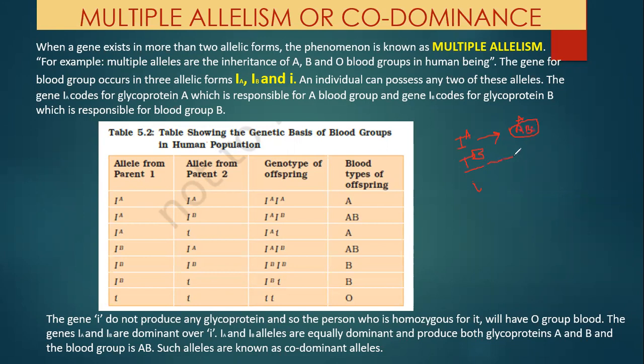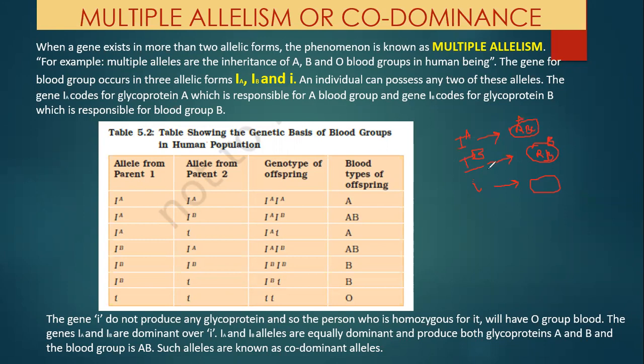If this IB gene is present, then on the red blood cell, this gene will code for a glycoprotein, that is B. So B type of glycoprotein will be present on the surface of the red blood cell. And if a small i is there, then there will be no glycoprotein expressed on the surface of the red blood cell.